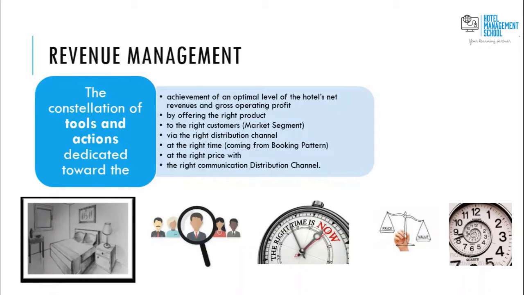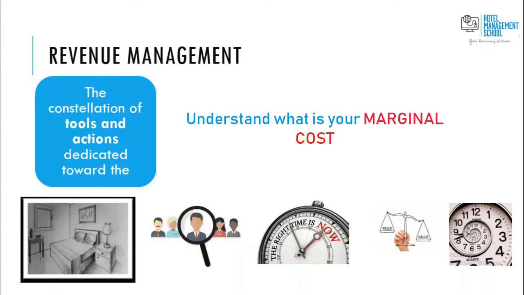So will you take the 11th guest? You might probably not take it because it's not worth spending one extra person in salaries, because it will hit your GOP. It will bring down your GOP, right? It will bring down your operating profit. So the key also is to understand what your marginal cost is, how much you need to spend to serve an extra guest, an extra room.